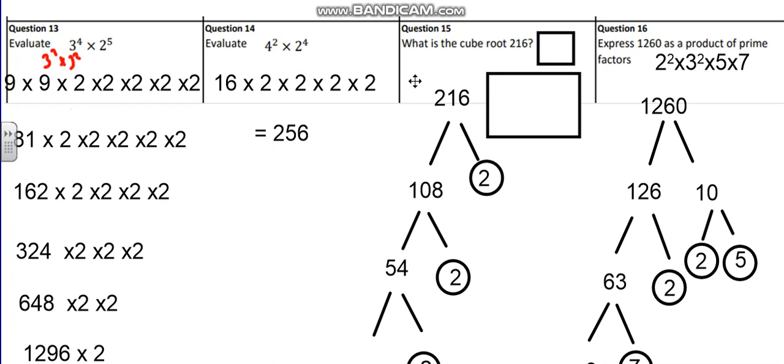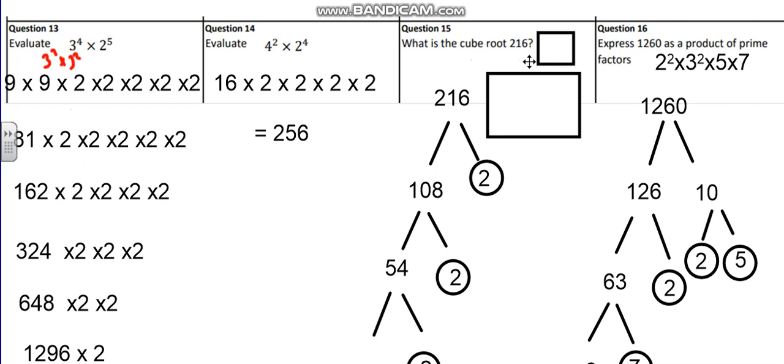Okay, so question 15. What is the cube root of 216? Now, this is one that you can just learn. Okay, you might want to just learn all your cubes and cube roots, so that's fine. If you don't know it, remember this is non-calculator, it'll be a non-calculator question.